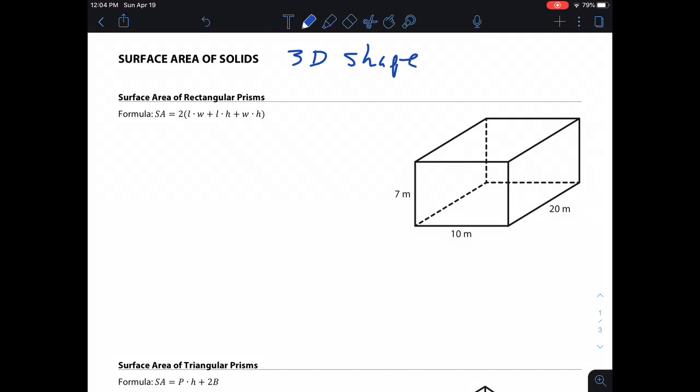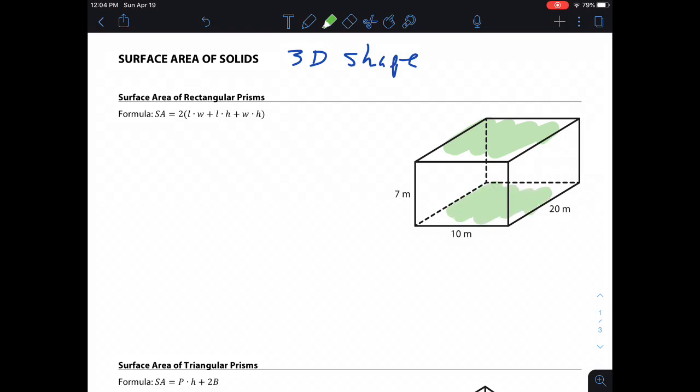The first one is called a rectangular prism. So we're going to find the surface area of a rectangular prism. When you think about surface area, what we mean is the area of all the external parts of the shape. In the case of a rectangular prism, it has a front and a back. Then it also has a left side and a right side. And you can see that it also has a top and a bottom.